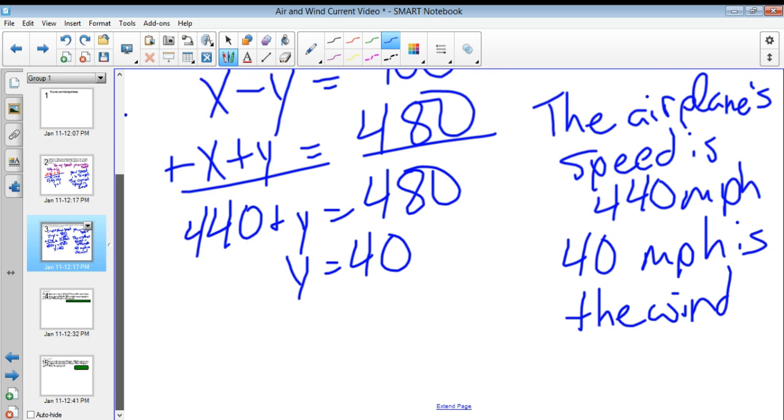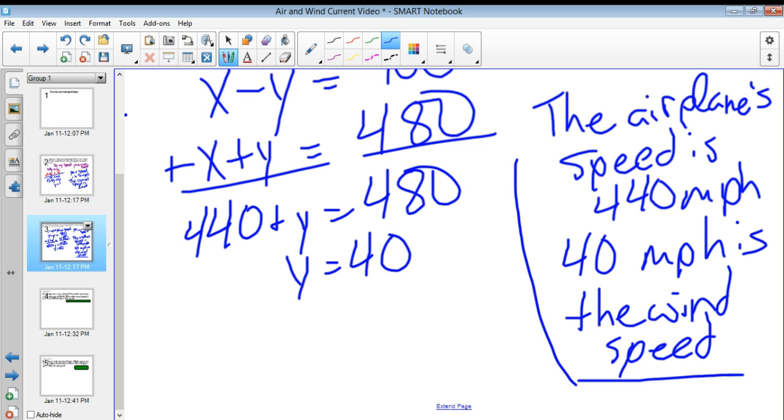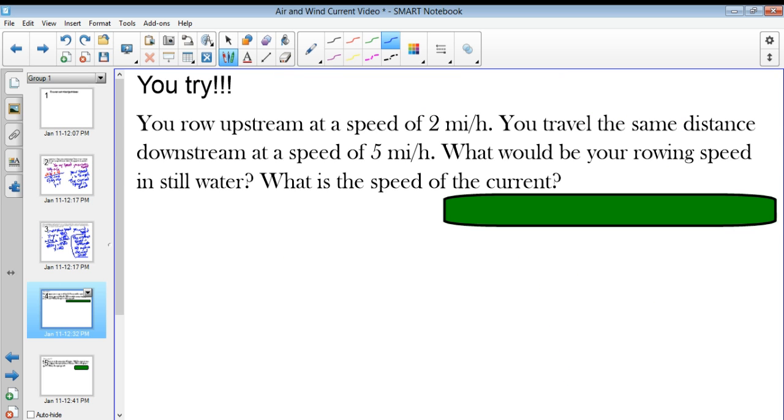And again, this problem is very, very similar to the current one. The only difference is that I'm talking about air instead of water here. So you try. Pause the video here and solve it. When you're done, come back.